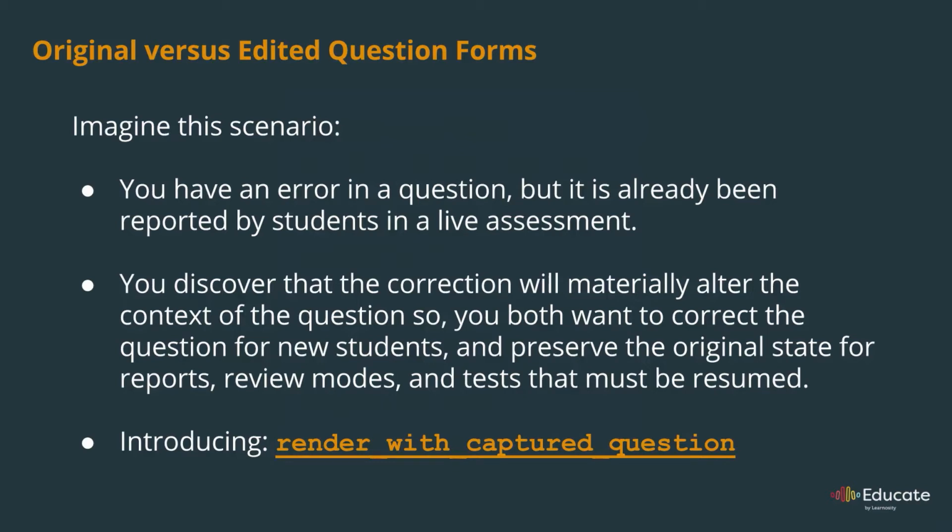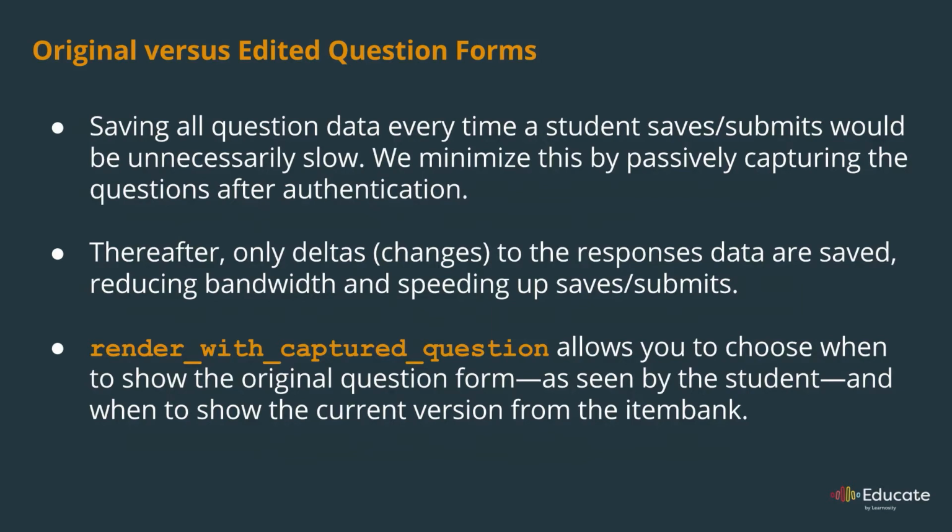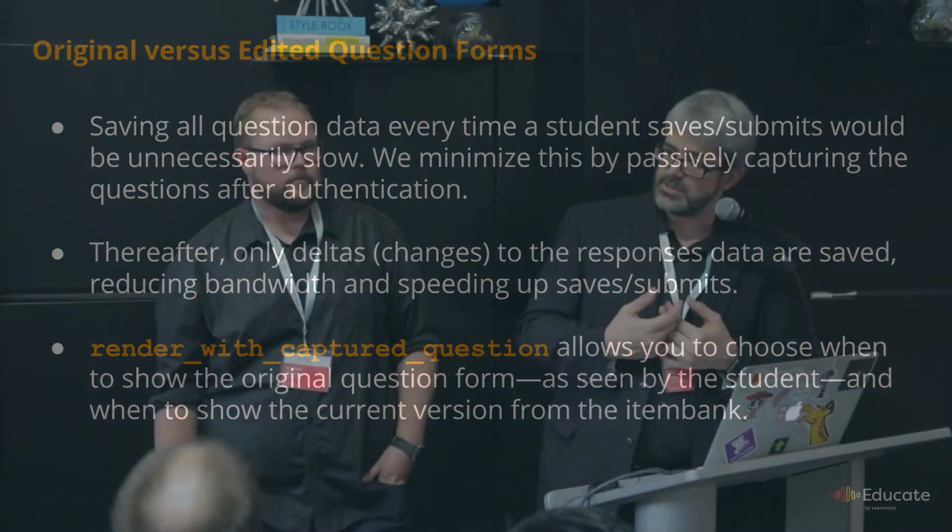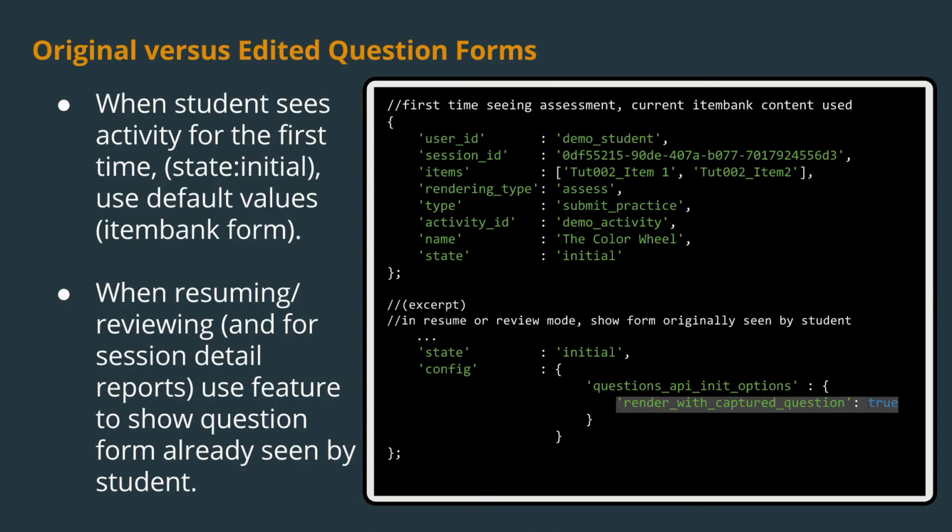There's a simple idea here that in order to make saves and submits faster, more performant, we don't actually submit all of the data every single time there's a save or submit. What we do instead is at the time of initialization, we capture all the question data. And then from that point forward, we only send deltas. So only the changes made to the questions or responses get sent in. It makes it much faster, much more reliable, much more performant. So the idea that offers us is that because that captured version of the question exists, we can choose to present to the user that original captured version or the current version that's live in the item bank. So what we're going to do is take a look at how that might work.